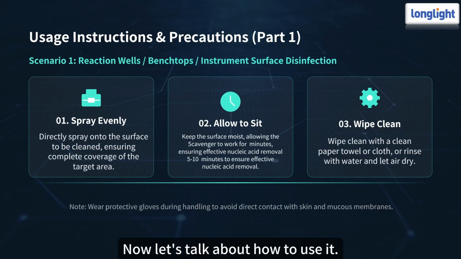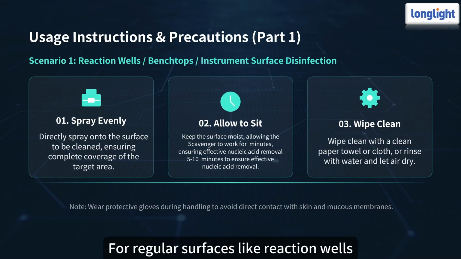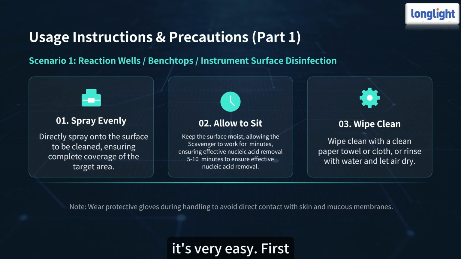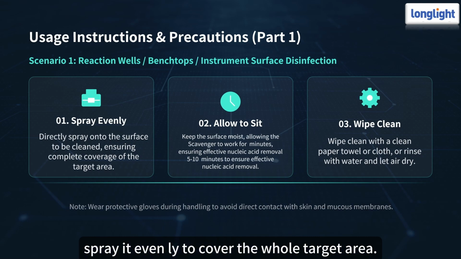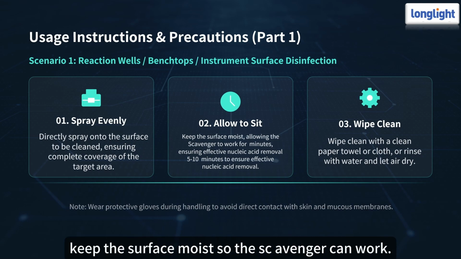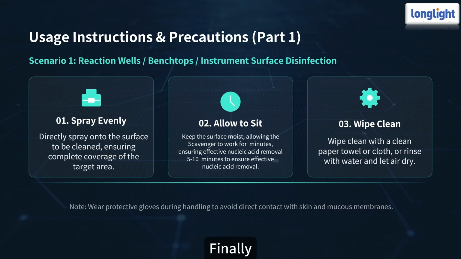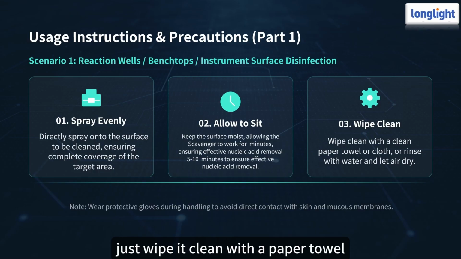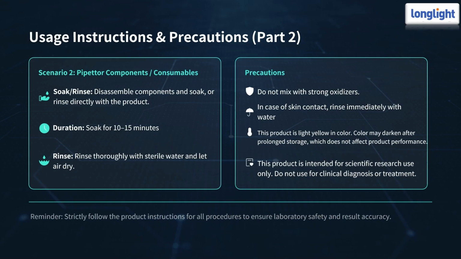Now let's talk about how to use it for regular surfaces like reaction wells, benchtops, or instrument surfaces. It's very easy. First, spray evenly to cover the whole target area. Then let it sit for 5 to 10 minutes. Keep the surface moist so the Scavenger can work. Finally, just wipe it clean with a paper towel, or rinse with water and let it dry. Remember to wear gloves to avoid direct contact with your skin.